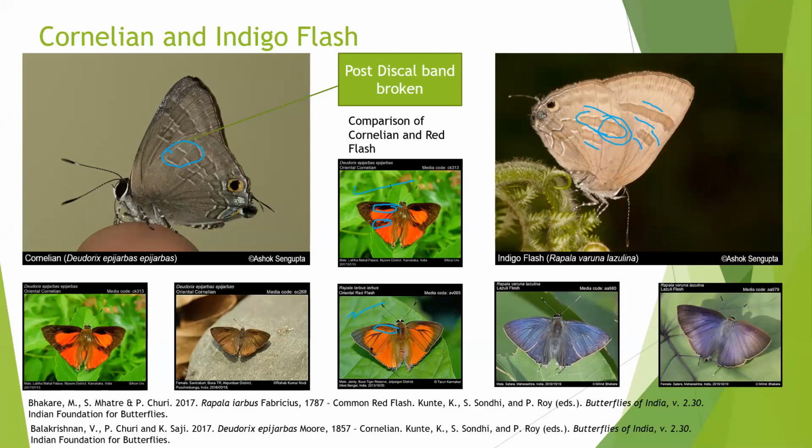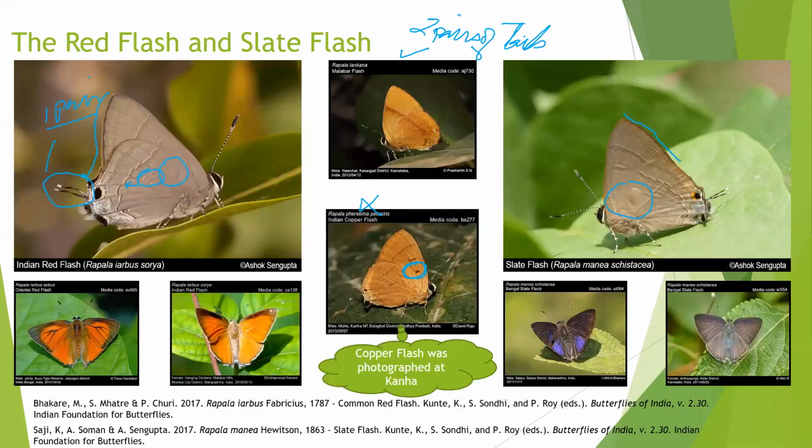That's how we distinguish between a red flash and a cornelian. Also, if you see the indigo flash, the color is uniform. The male's color is a uniform indigo blue at the top. Whereas in the slate flash, you can see a very deep blue and a sheen of pale blue or royal blue on the wings. It is very deep blue.